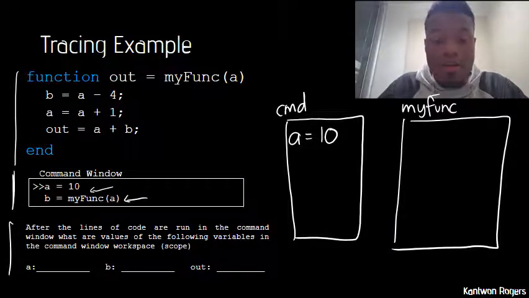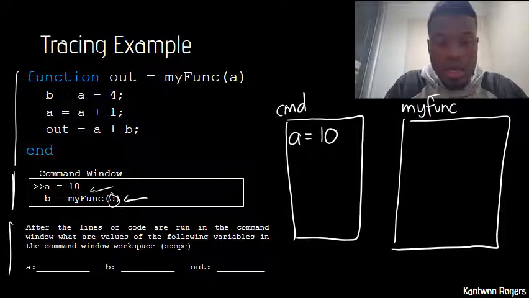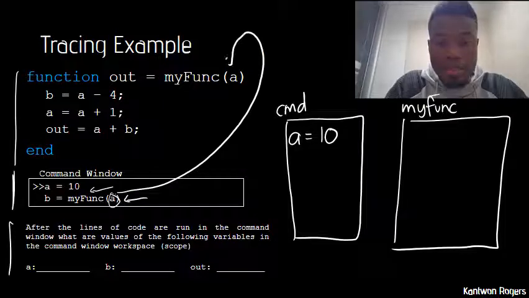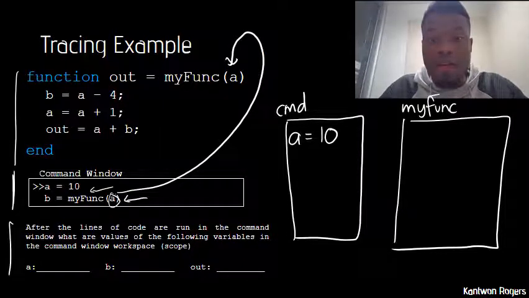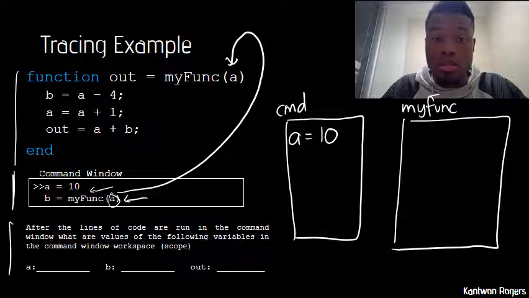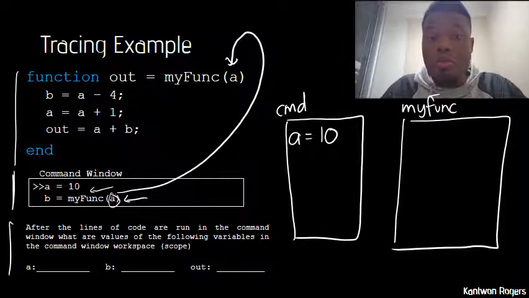So inside of our command window, we're placing the value inside of the variable A inside of the function. Therefore, this value is placed inside of the variable that we dictated to be our input in our function header. Now it's very important to note that although these variables are named the same thing, they are two completely different variables.